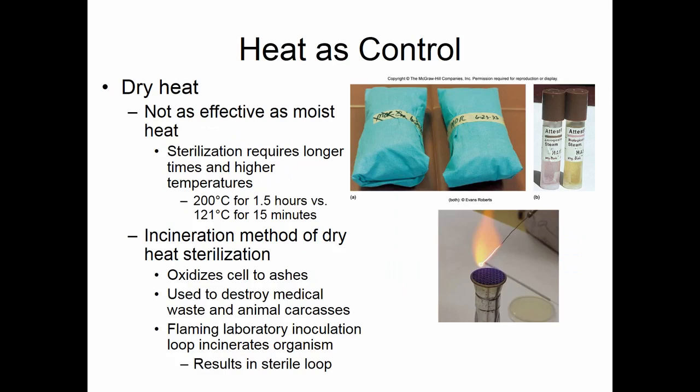Dry heat is totally not as effective as moist heat. Okay? You can use your oven for sterilization. However, you're going to require a heck of a lot longer of time in order to do that. Typically what happens is you can use something called autoclave tape. You can also have it for a dry oven as well.